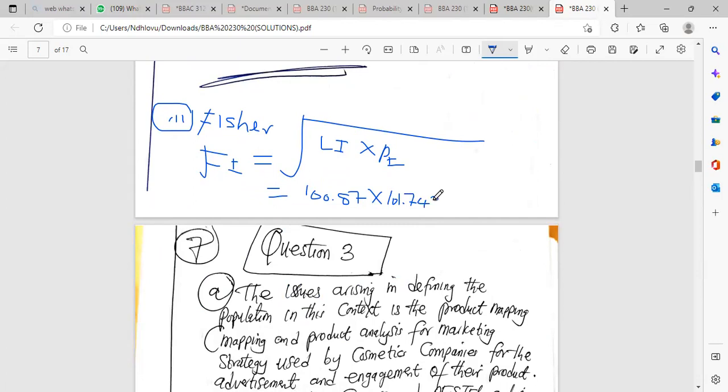So we can get the value here on the Fisher index of whatever we are computing here. So 100.87 multiplied by 101.743. Then the square root, the answer we are getting is 101.3055. Okay. So this is about how we are getting question 2.